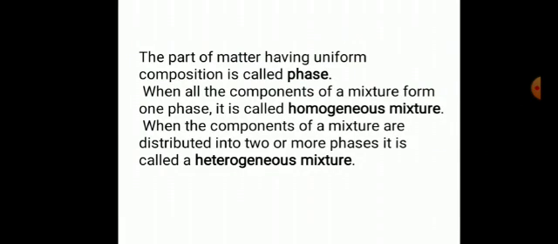The part of matter having uniform composition is called phase. When all the components of a mixture form one phase, it is called a homogeneous mixture. When the components of a mixture are distributed into two or more phases, it is called a heterogeneous mixture.